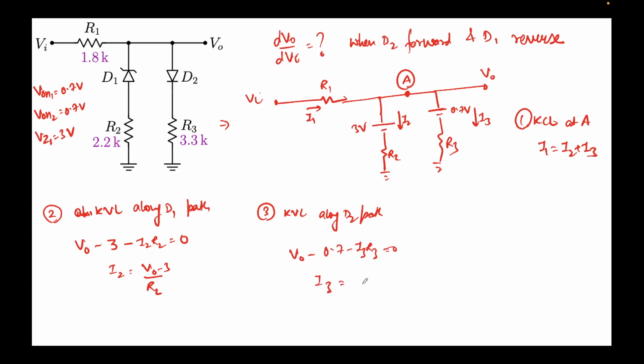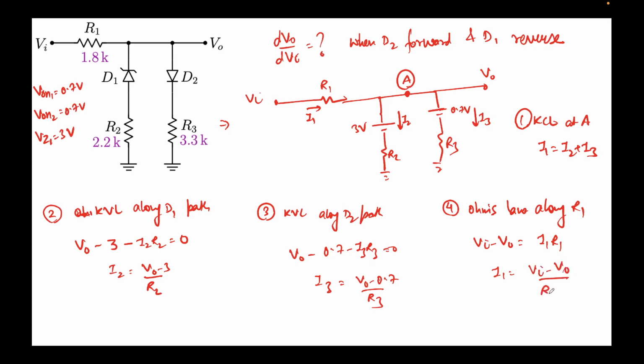This will give me I3 equal to (V0 minus 0.7) over R3. Now I have got I2 and I have got I3. Fourthly, we also need I1. So I can simply apply Ohm's law along R1. If I do that, it will be Vi minus V0 equal to I1 times R1. So I1 will simply come out to be (Vi minus V0) over R1.